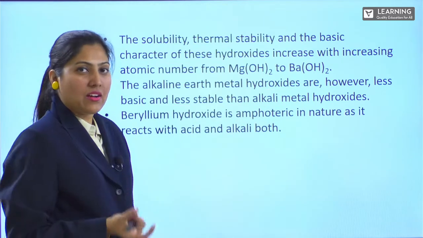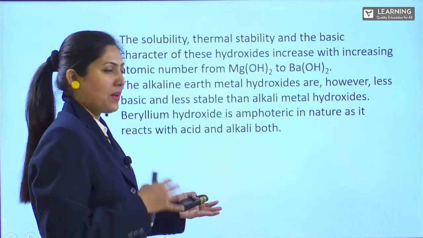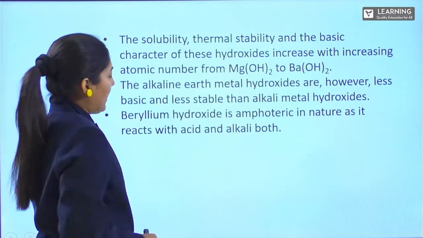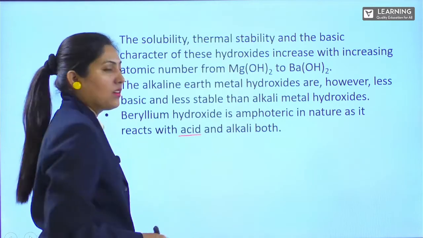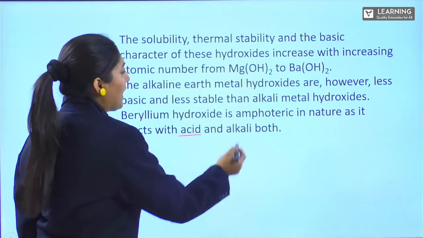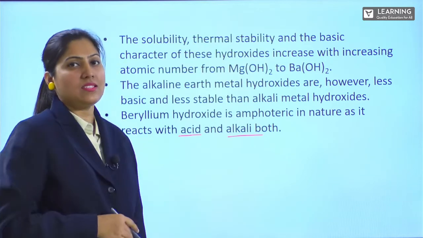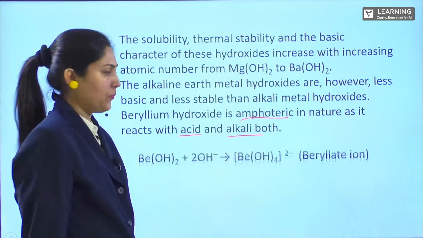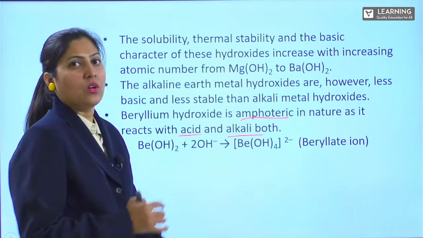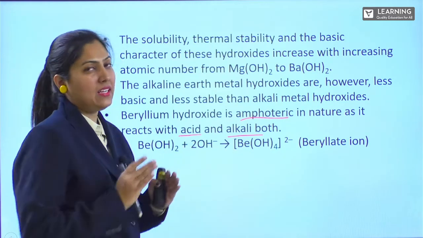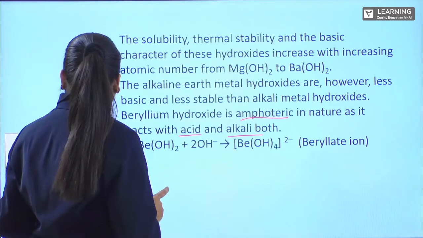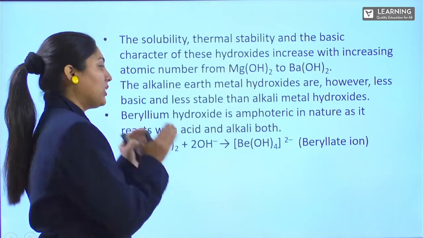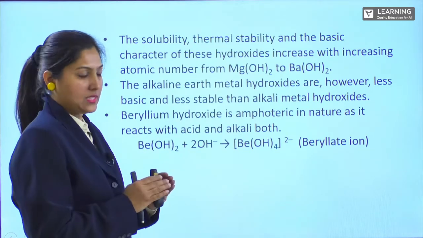Beryllium hydroxide is amphoteric. As I said, it acts as both a base as well as an acid. As we know, it reacts with acid as a base, and it also reacts with alkali as an acid. So it is called amphoteric in nature. What do you mean by amphoteric? Which acts as both acid and base. Remember, if amphoteric is given, it can react with acid as well as base.